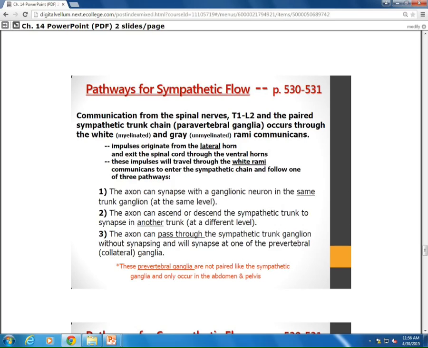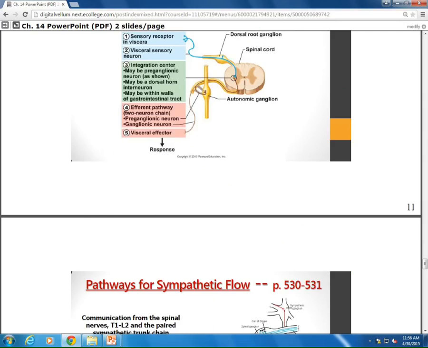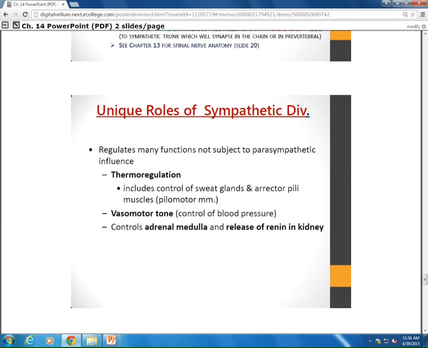Synapsing at the same level in the sympathetic chain, at a different level, or number three, not synapsing at all, and instead going to the prevertebral. And which organs are we serving if we synapse at the prevertebral ganglia? The lower ones, right? Yeah, the lower abdominal ones, right? Okay, we can skip all this.